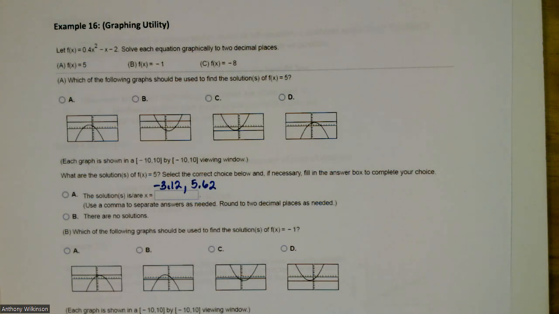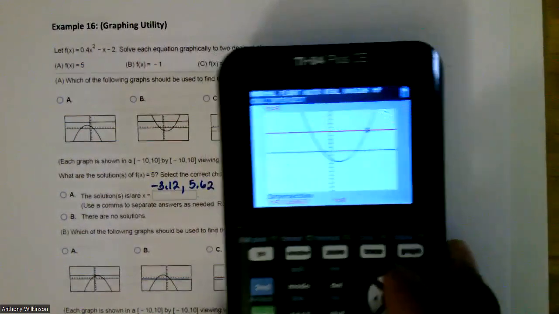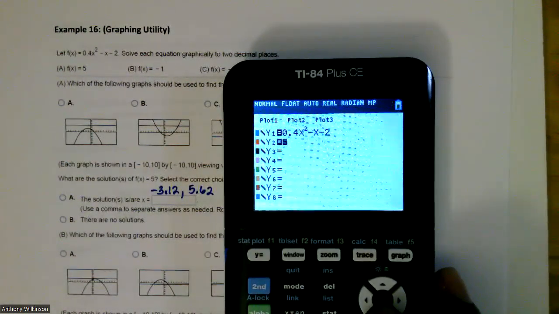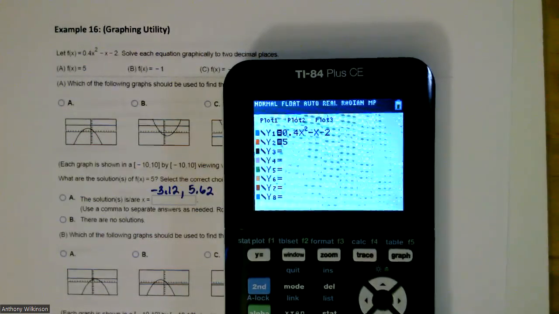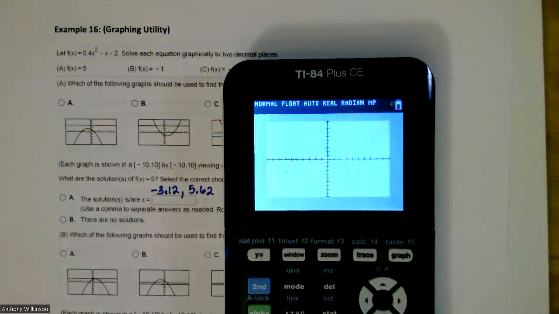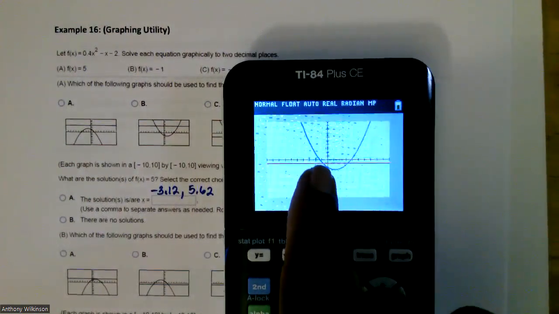Now, what about for x is equal to -1? All right, so let's go to y equal to. I'm going to keep that first equation in y1, but I'm going to change y2 to -1. Then I'm going to do zoom 6 again.